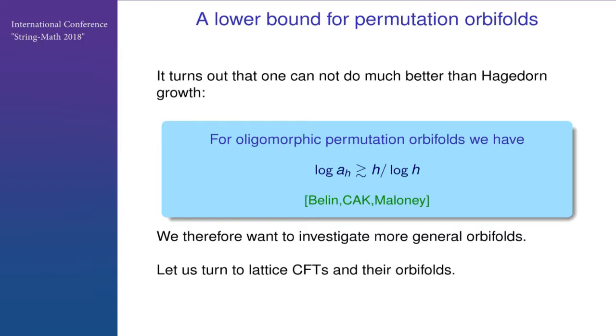So far, the advantage of permutation orbifolds was that we really didn't need to care too much about which seed theory we picked, because the symmetry came just from the permutation symmetry of the factors. But now if we want to go beyond permutation orbifolds, we have to be more specific. We have to look at more specific families of conformal field theories whose orbifold we can consider. And the type of families that we want to consider are lattice conformal field theories.